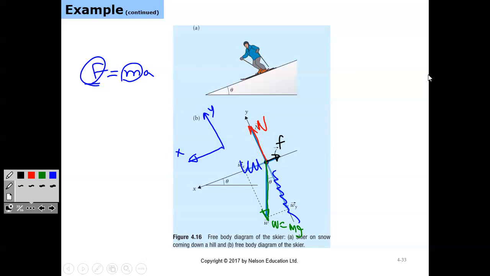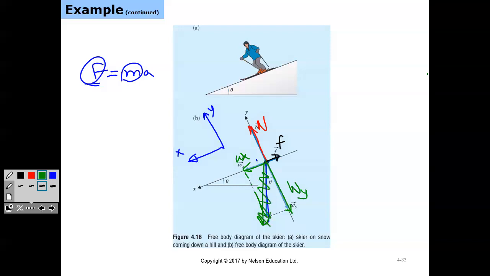This is where we do something clever. We know we need to resolve this. Let me do it from the beginning. So I will take this force, which is the gravitational force, and I resolve this force along the x-axis. I will call it Wx, and along the y-axis, I'll call it Wy.